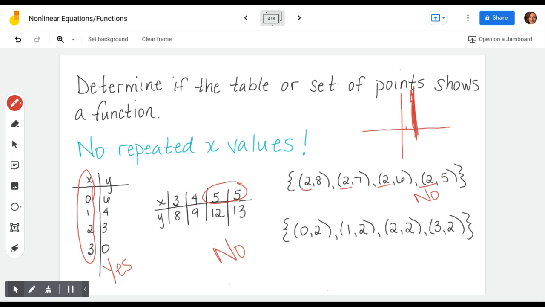The last one, if you plot those, it's a horizontal line. Now, a horizontal line is okay. It doesn't matter if you have repeated y values. The y values can do whatever they want. It's those x's that you want to focus on. And all the x's in this set of points, they're all different. So that one's good. It's a yes.